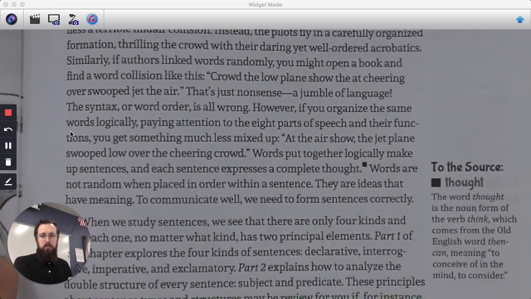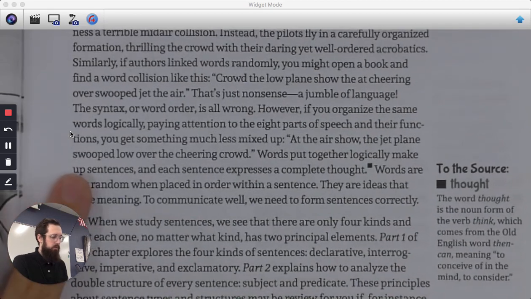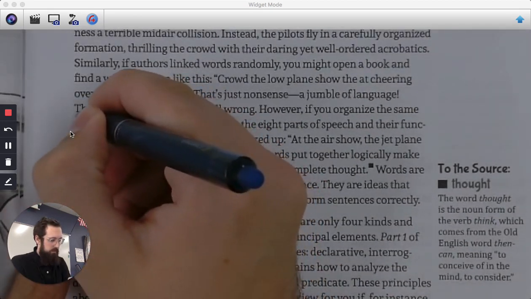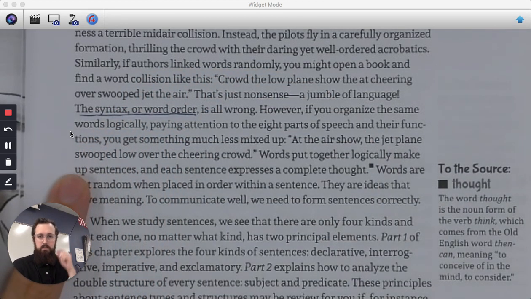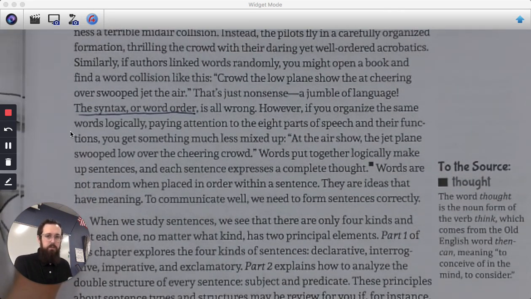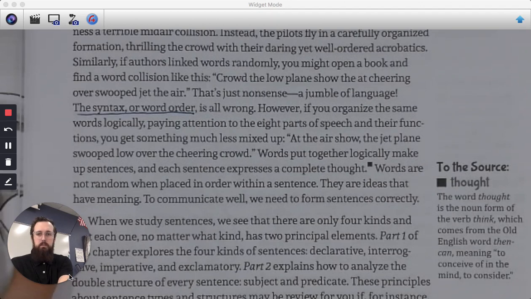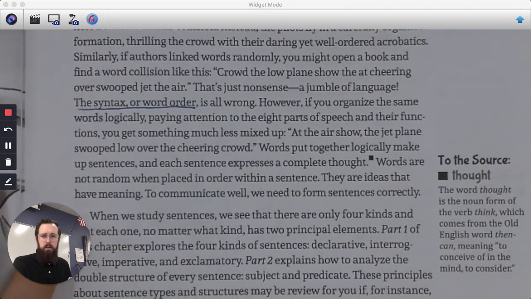The syntax, or word order, let's take a moment, and in your book, I want you to underline that. The syntax, or word order. It's giving us a definition. So the syntax or word order is all wrong. However, if you organize the same words logically, paying attention to the 8 parts of speech and the functions, you get something much less mixed up. At the air show, the jet plane swooped low over the cheering crowd.